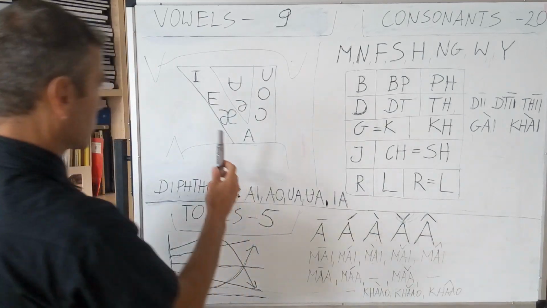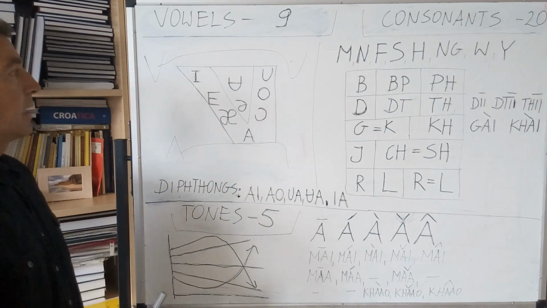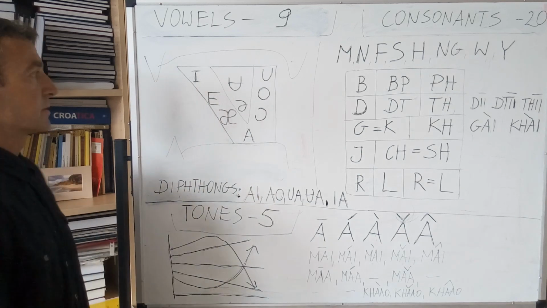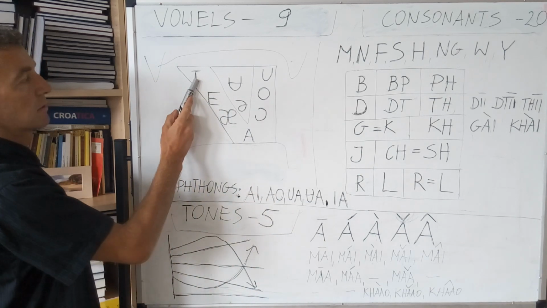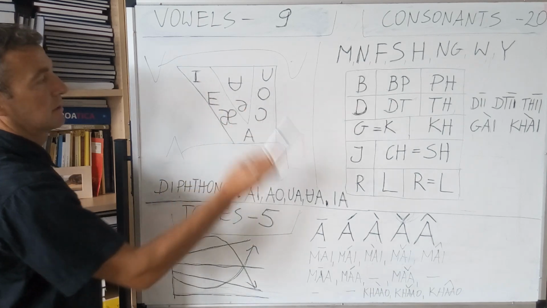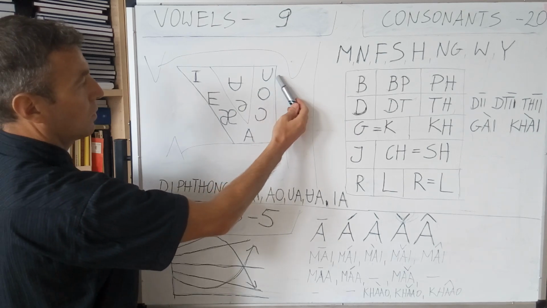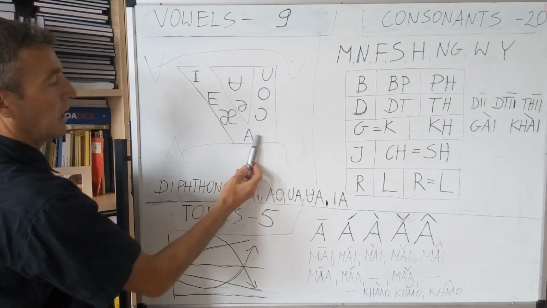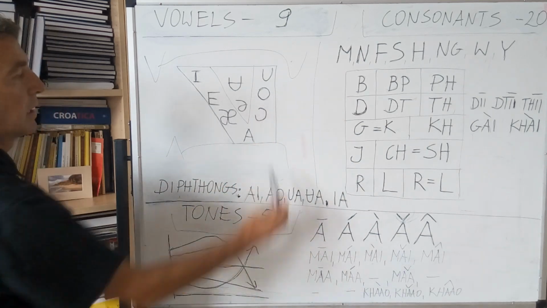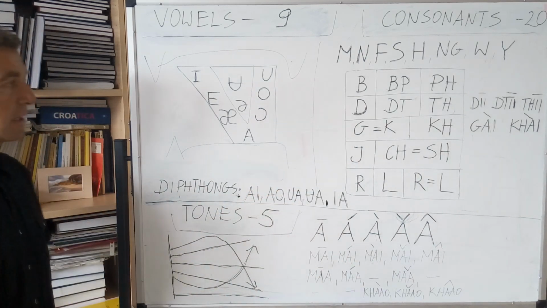Vowels can be short and long. In order to obtain long vowels, it is enough to double short vowels, right? So short I will become long when we double it. I. U will become long if we double it. U. A, etc. O, right? And the same with the remaining ones.